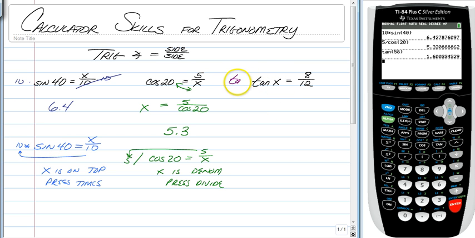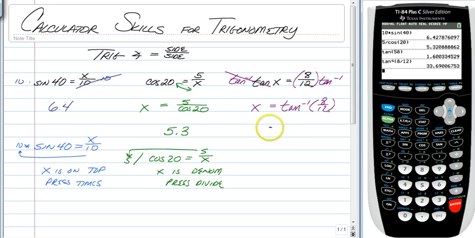That would be tan negative 1 of both sides, which is inverse tangent. That's going to cancel that tangent, and you're just going to have x is equal to inverse tangent of 8 over 12. So we're just going to press second tangent of 8 divided by 12. Close your parentheses, click enter, and you get 33.7 degrees. And you're good to go.